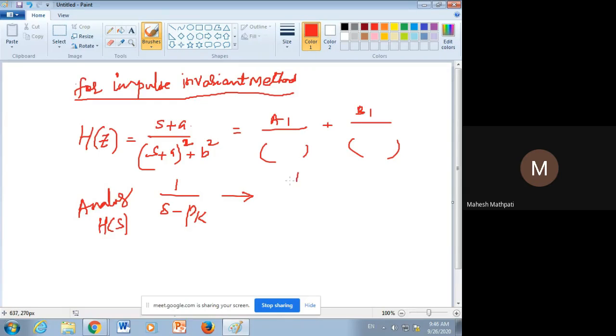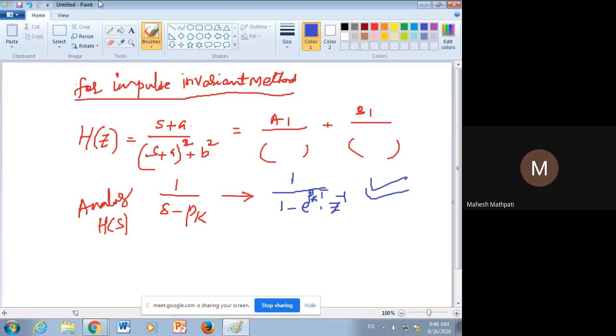How are we converting that? 1 divided by, can anyone tell me? 1 upon 1 minus e raised to pk T into z inverse. Very good. 1 upon 1 minus e raised to pk T into z inverse. Right? So this is what we are doing with the help of the impulse invariance method. This is the simple thing you need to remember. Understood? Any difficulty here? Okay. Then this is the one method we have discussed.